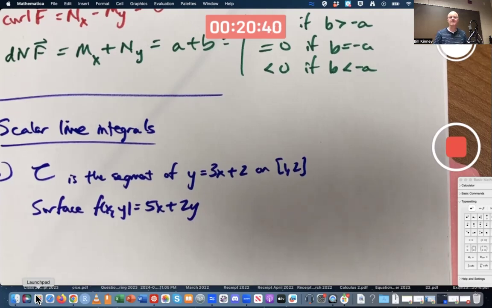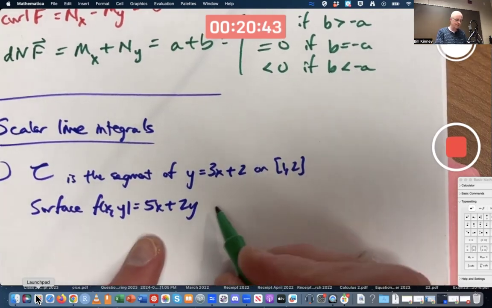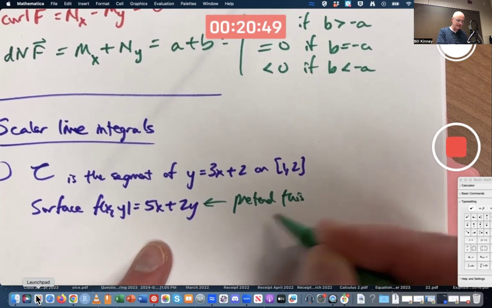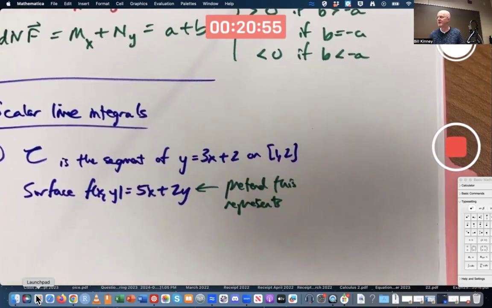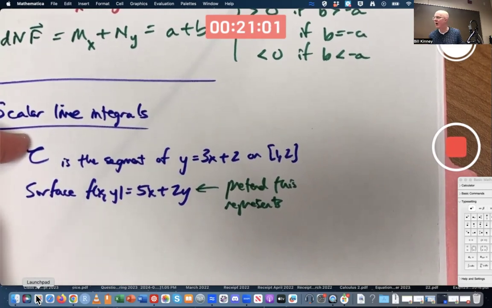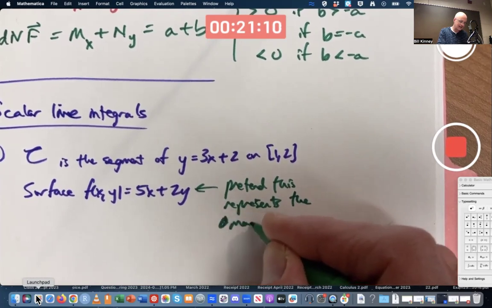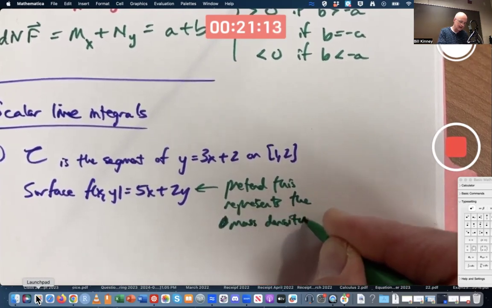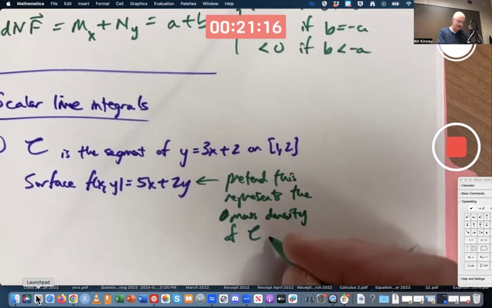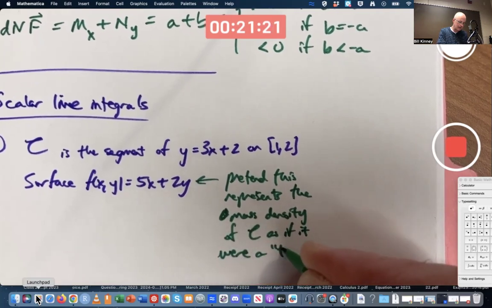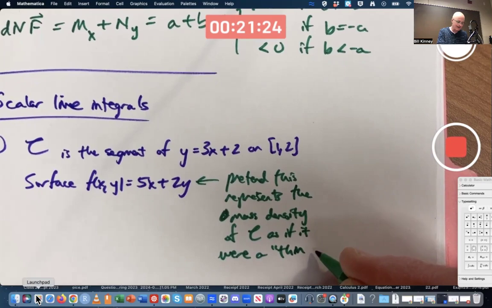What I want to do is pretend this function represents, as a function of x and y, the density of the curve as if it were a thin wire sitting in the plane. The mass density of C as if it were a thin wire. Or since it's straight, I could even call it a thin rod.